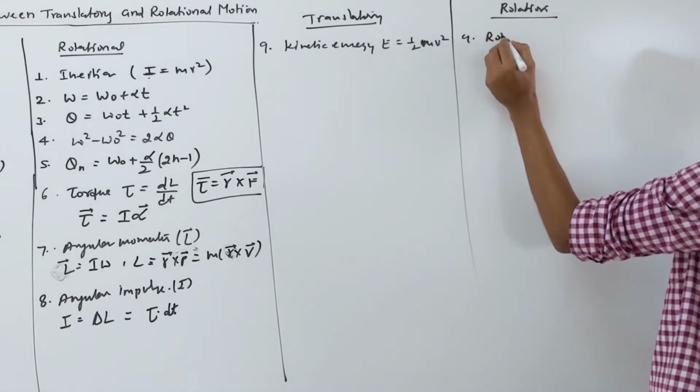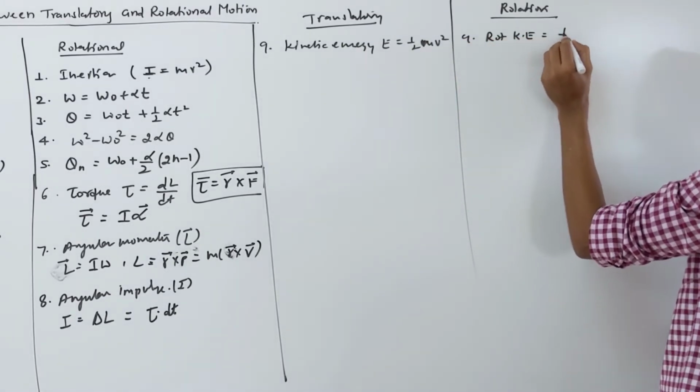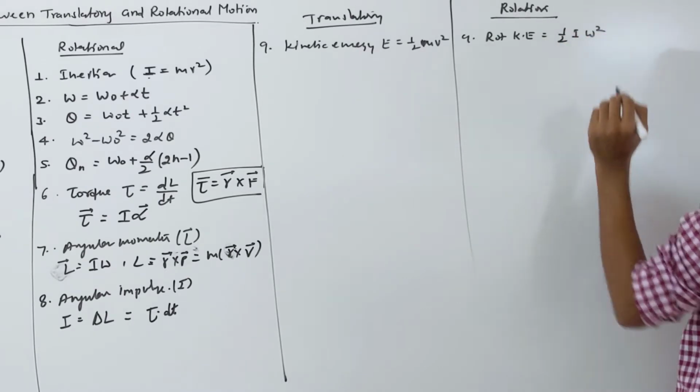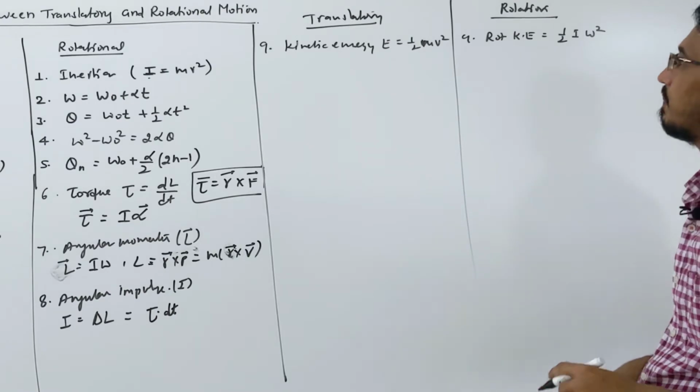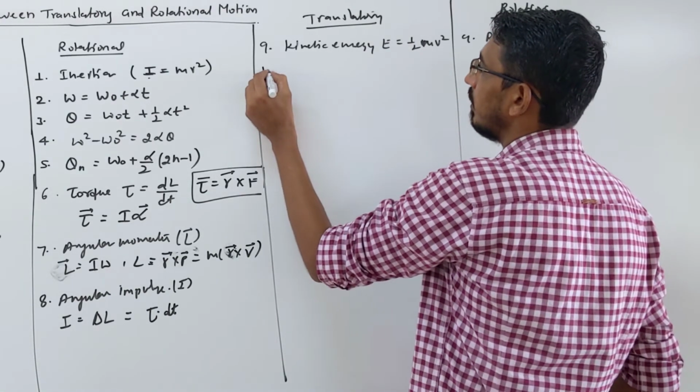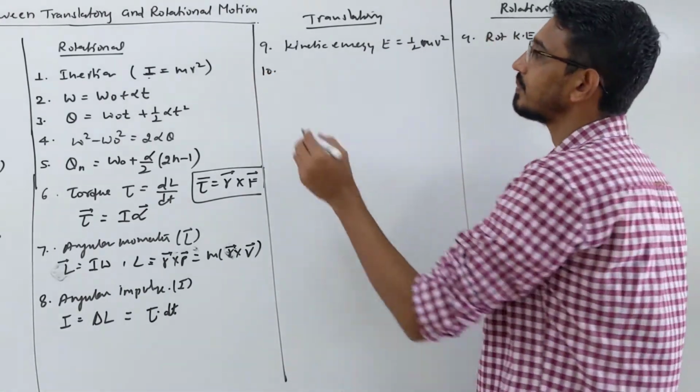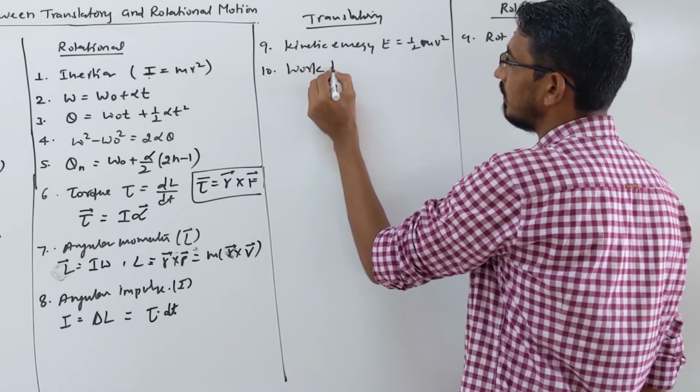It's called rotational kinetic energy. Rotational, and what's the equivalent value? Half I omega square. Equivalent of mass is what? Inertia. Equivalent of velocity is what? Angular velocity, right? Yes. Then here you have learned work done, right? This chapter work is your work done.